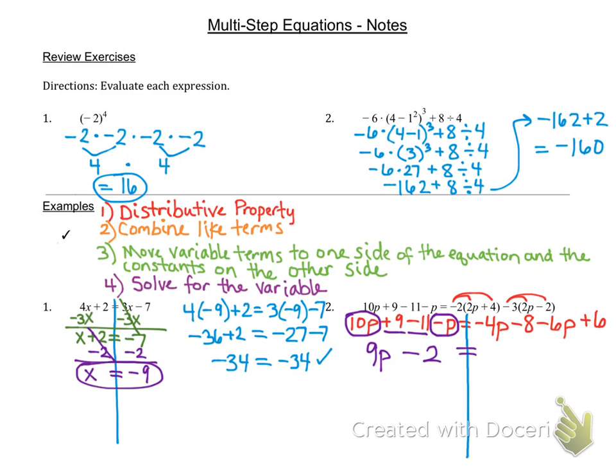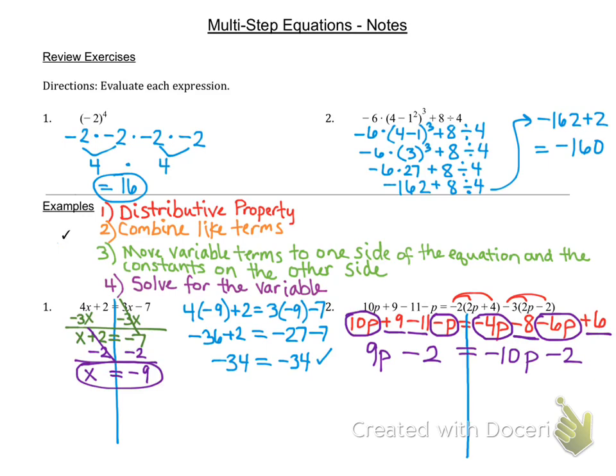Now let's combine like terms on the right side of the equation. We have negative 4p and negative 6p, so negative 4 minus 6 is negative 10p. Then we have negative 8 plus 6. Negative 8 plus 6 is a negative 2.